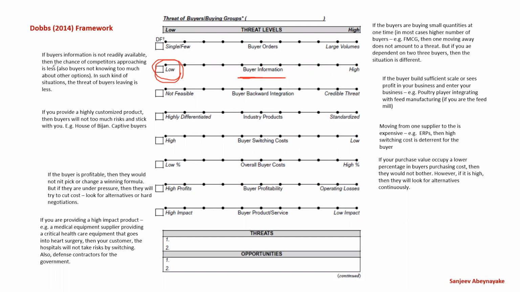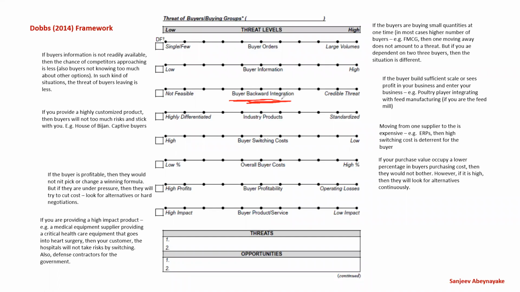So therefore, the buyers had this enormous amount of power to switch between others because their information was widely available. Now, this point might not be relevant for some industries altogether. Right? The other area is buyers' backward integration.